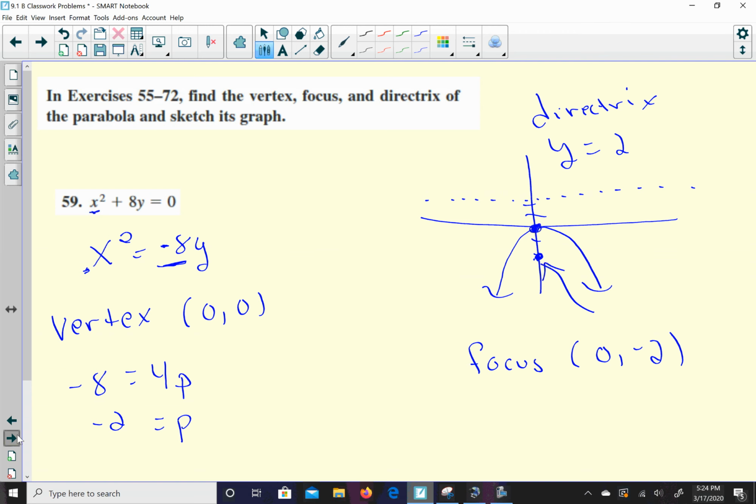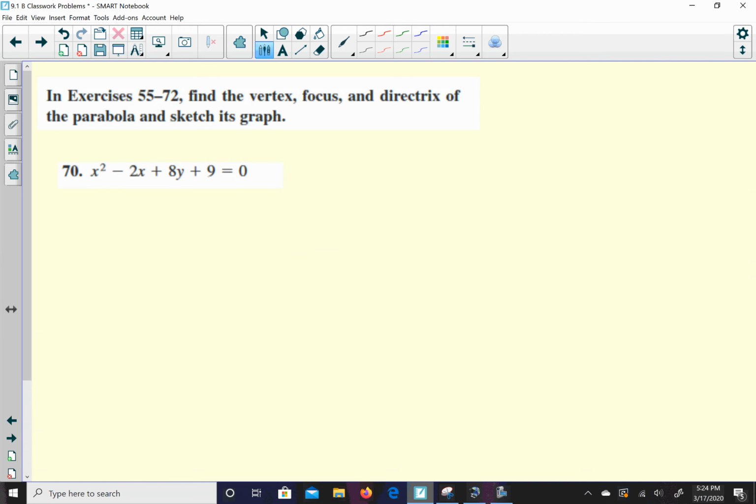Moving on to the next one. Here I want to find the vertex, focus, and directrix of the parabola and sketch its graph. So I'm just going to start my sketch over here. I'm going to put my x's together, my y's together. Anything that doesn't have an x or y is going to go over to the other side. So I'm going to have x squared minus 2x plus 8y is equal to -9.